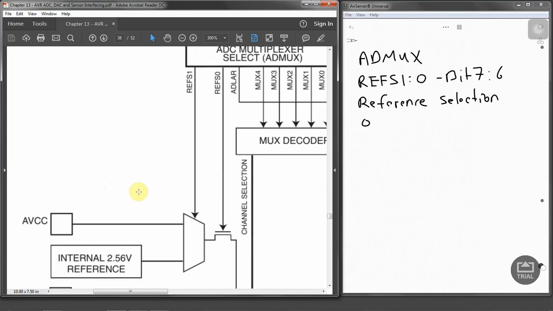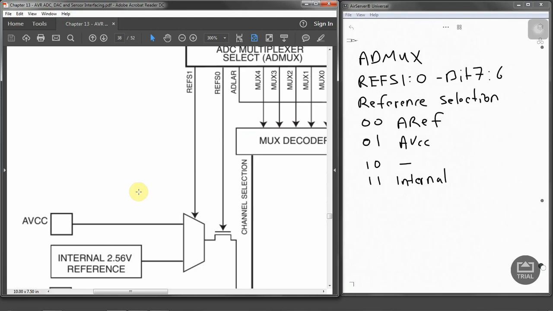So REFS are organized as follows. For 00, it's AREF. For 01, it's AVCC. 10 is not used, and 11 is internal. And this allows us to select what kind of reference voltage we are going to use.